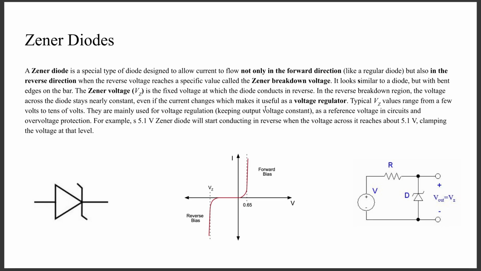even if the current changes, which makes it useful as a voltage regulator, which is what you'll see in a typical application. Typical Zener voltages range from a few volts to tens of volts. They are mainly used for voltage regulation, as a reference voltage in circuits, and for overvoltage protection. For example, a 5.1 volt Zener diode will start conducting in reverse when the voltage across it reaches 5.1 volts, clipping the voltage at that level.